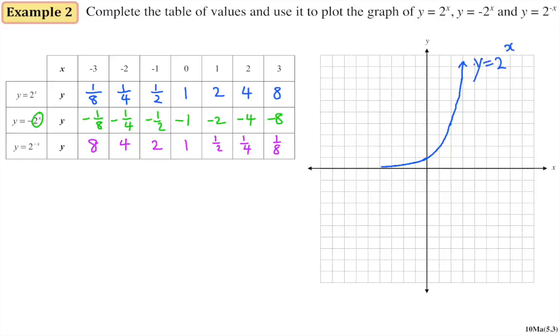Let's now graph the next one, which is minus 2 to the power of x. So we go left 3, but down 1/8. Oops, a bit higher probably. Hard to graph that accurately. Left 2 and down 1/4.